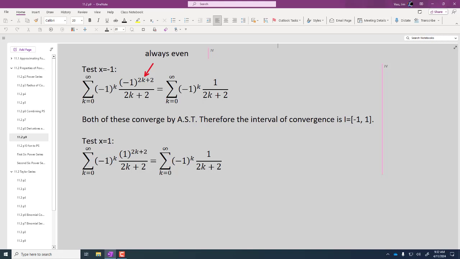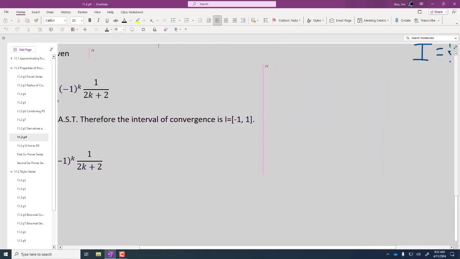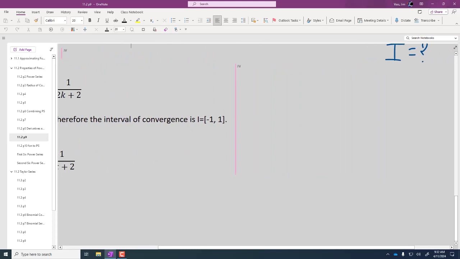Both of those series are alternating series. And in chapter 11, all we need to do is acknowledge that it's alternating. And the alternating series test, intuitively, if it's alternating and the terms go to 0, it converges. So when we look at both of these, oh, it's alternating. And 1/(2k+2) goes to 0. So both of those converge by the alternating series test. And so the interval of convergence, the I up there, is going to be -1 to 1, including the endpoints.